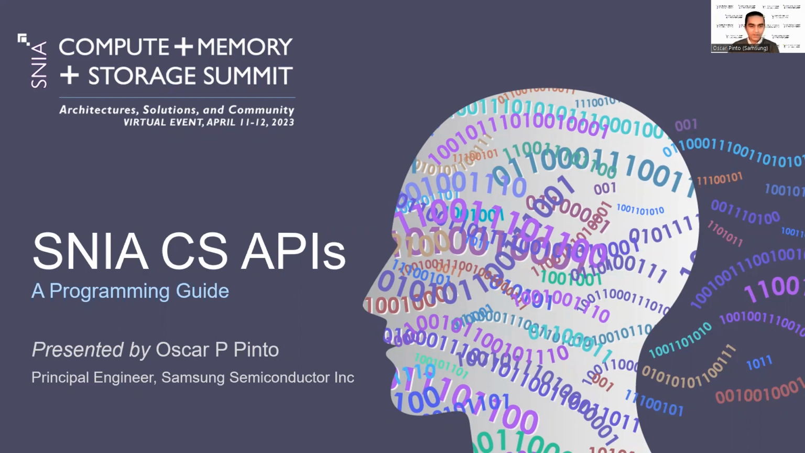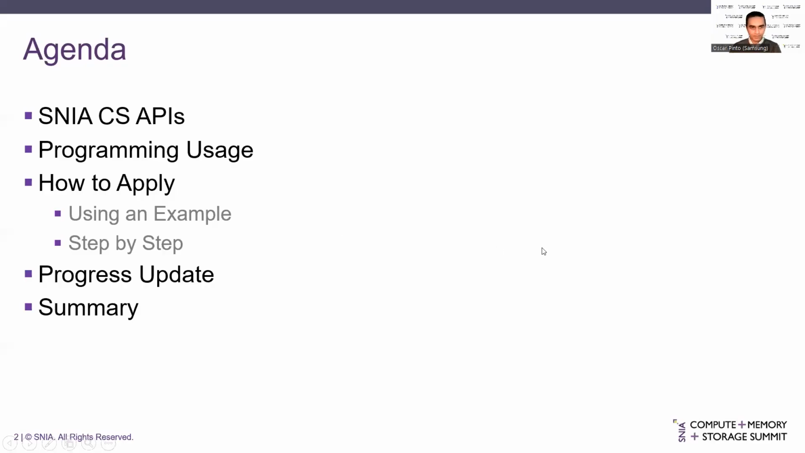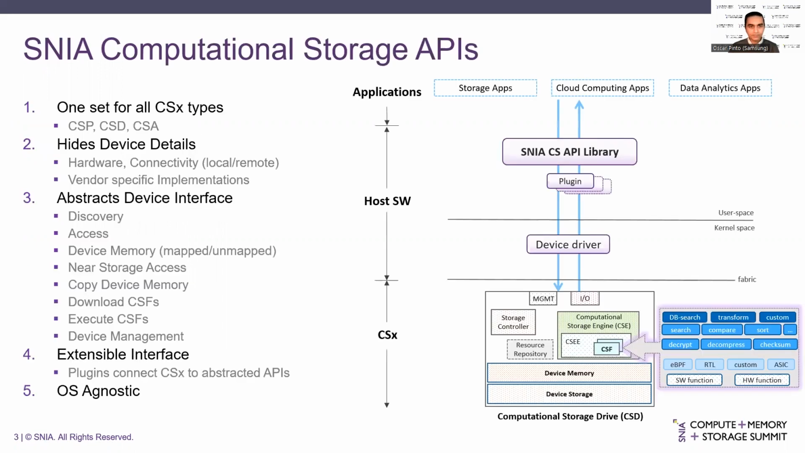My name is Oscar Pinto, and today I'm going to talk about SNIA CS APIs as a programming guide. Today in our agenda, we're going to talk about the SNIA CS APIs by themselves. We are going to talk about the programming usage, how they may be applied. We'll use an example and walk step by step until you use them. We also will give a progress update on what is happening on the specification, and then we'll end this with a quick summary.